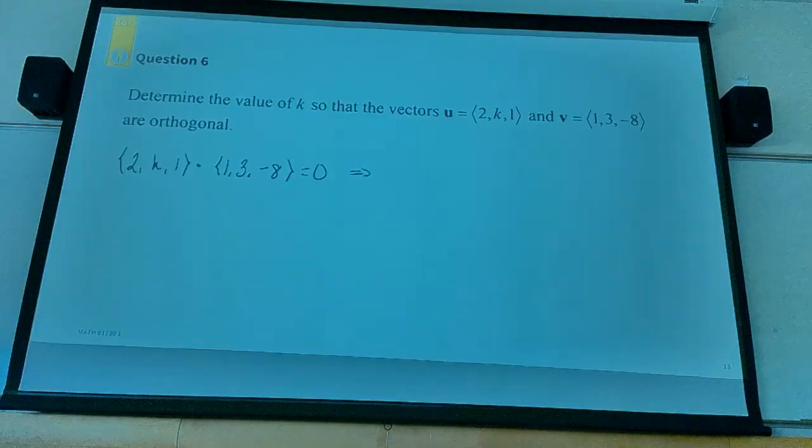2 plus 3k minus 8 is 0. 3k minus 6 is 0, right? What's k? There you go. K has to be 2 in order for these 2 vectors to be orthogonal.